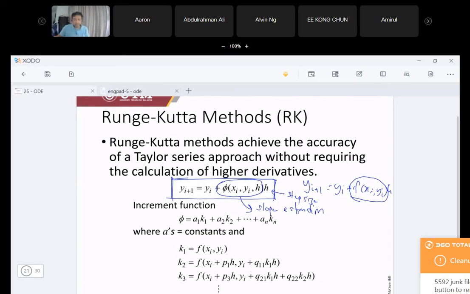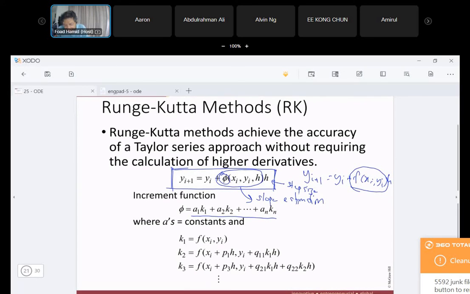Step size. And take a look at this. What is this? Phi. This is the increment function, and we have a1, a2 until an. So a equal to constant and k equal to this. Note that for our slope estimation here, it involves the x and y and also our h. There are 3 parameters when we are using the increment function.